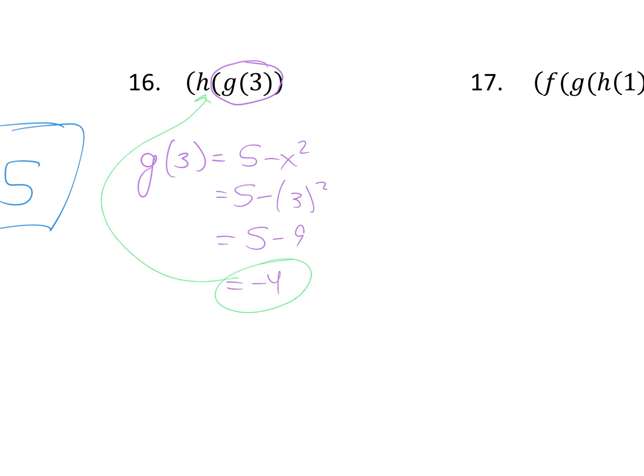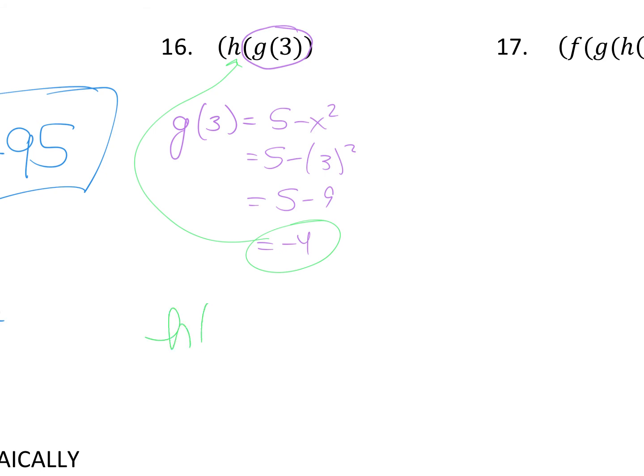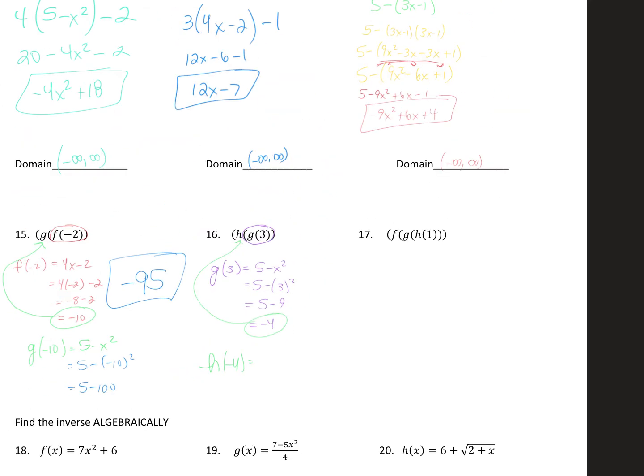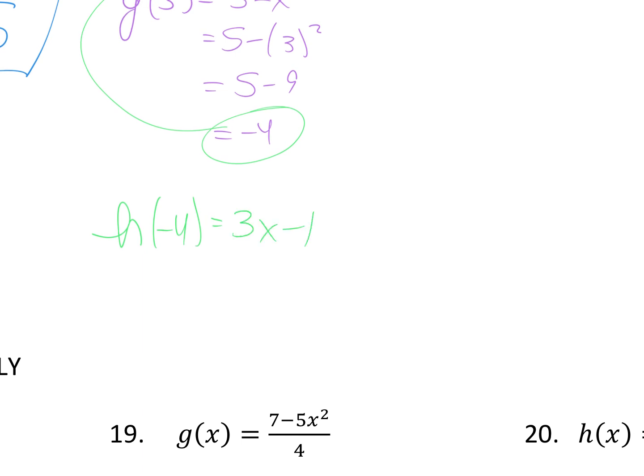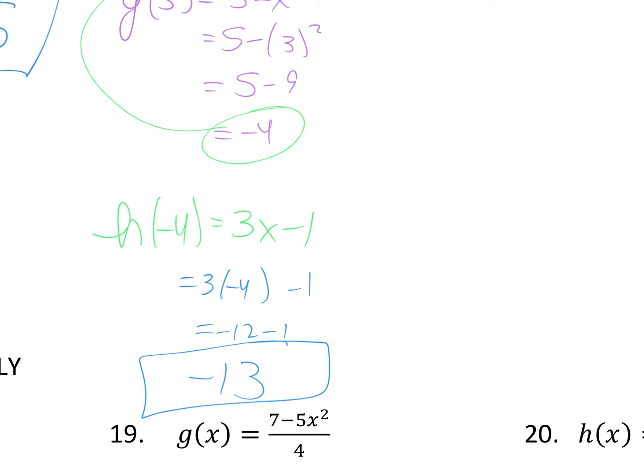Plug it into h. So I'm now finding h of negative 4. 3x minus 1. All right. So I have 3 times negative 4 minus 1. What's 3 times negative 4? Negative 12 minus 1 is negative 13. So my whole answer for this composition is negative 13. Everybody with me? All right, you guys are doing great. We're almost done.